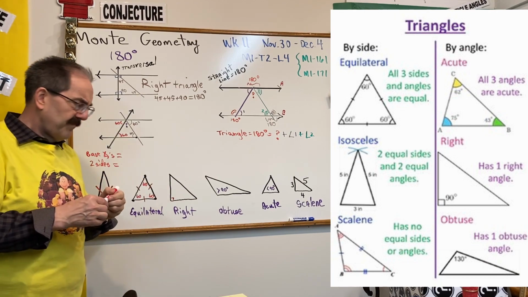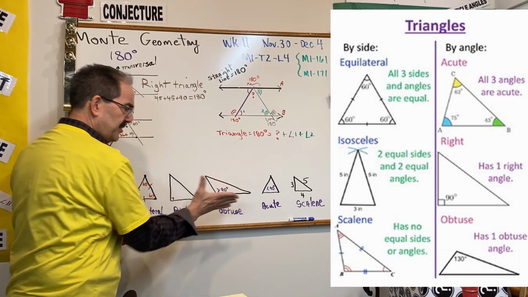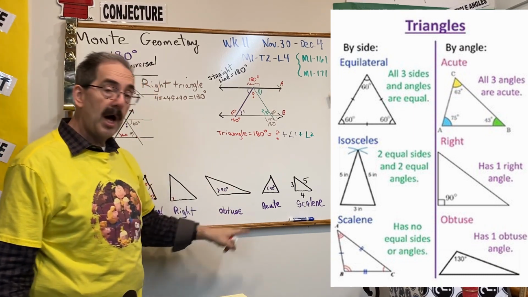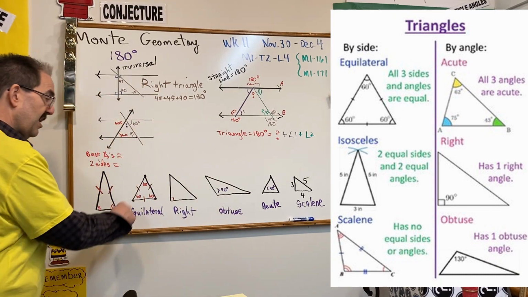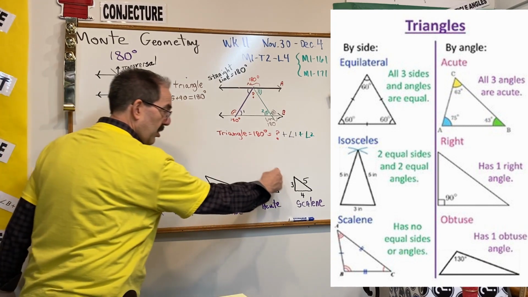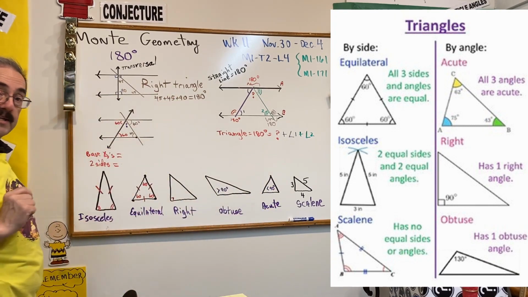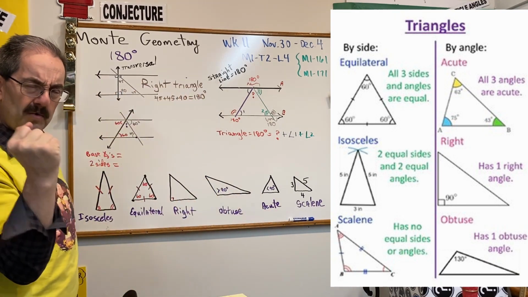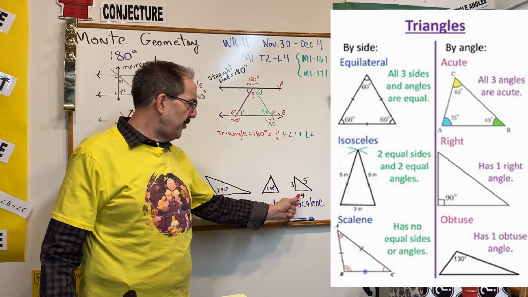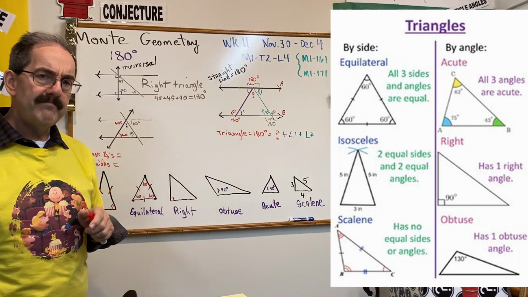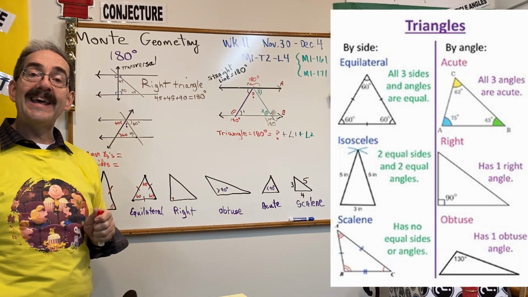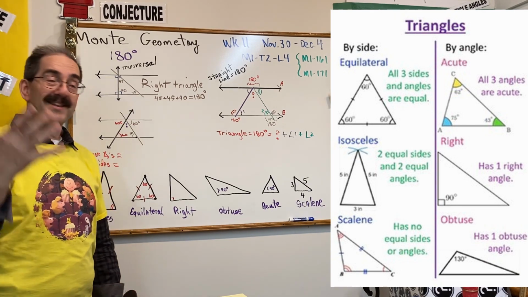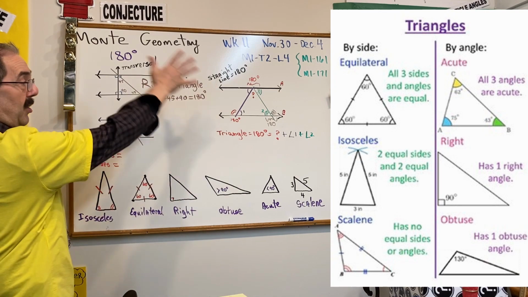Other types, really wide triangles, where this angle is greater than 90, that's called obtuse. Where all the angles are less than 90, it's called acute. And then a special one, where all three sides are different measures. That's called a scalene triangle. Phew. Just this day alone, look at all the vocabulary.